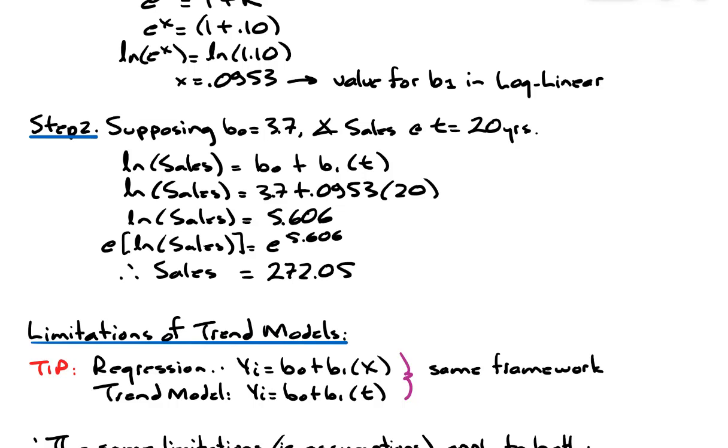So to get rid of the ln, you take the e on both sides. So e here and e there. So the e and the ln cancel each other out. So then you're left with sales, and sales equals that number. And most likely, the sales data would have been given in millions. So this is probably 272.05 million.